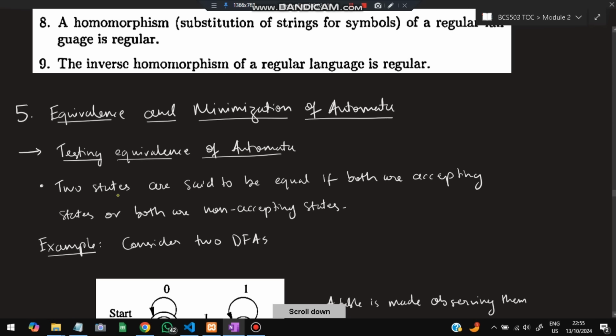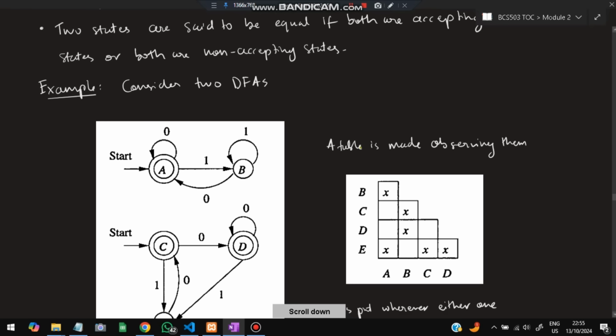So two states are said to be equal if both are accepting states or both are non-accepting states. Accepting means what? Final states. If both the states are final states, they are called equivalent, and if not, they are called not equivalent. Both should be non-accepting or both should be accepting. If one is accepting and one is non-accepting, it is not equal. Okay, so here let's take an example.